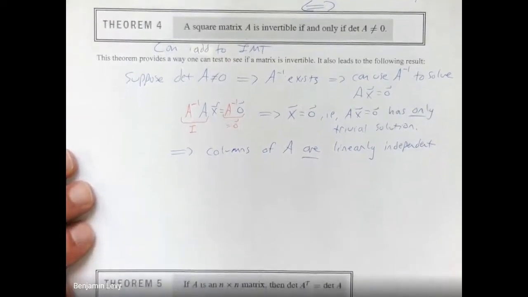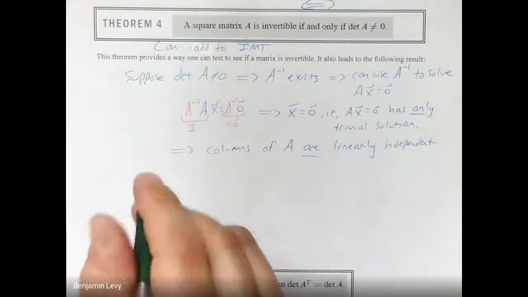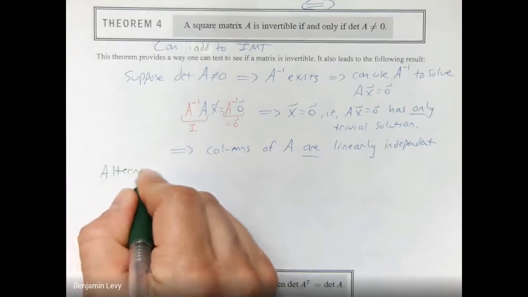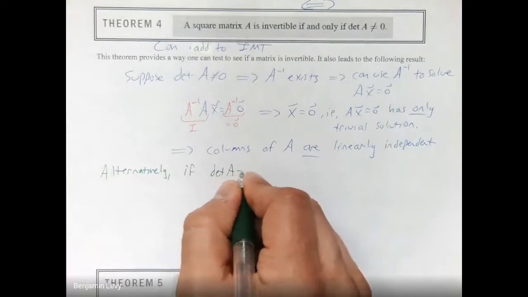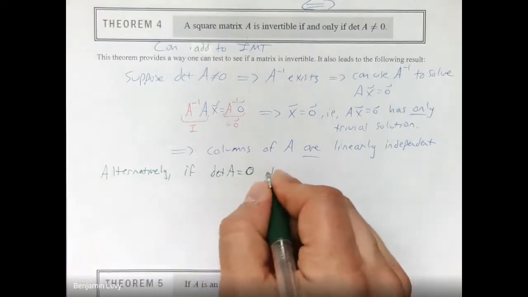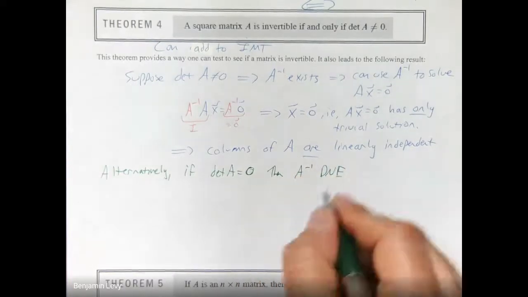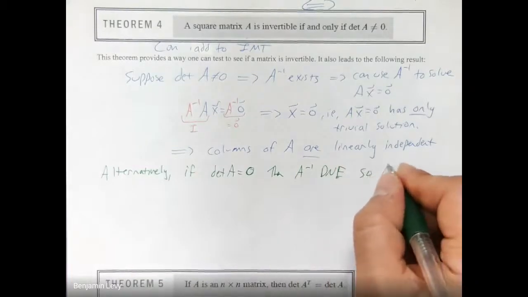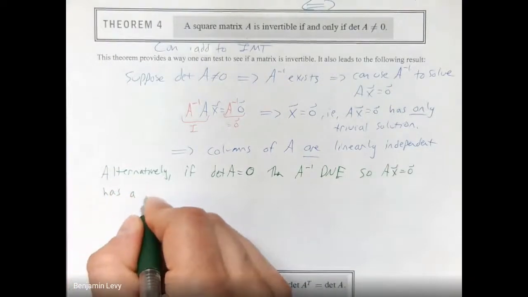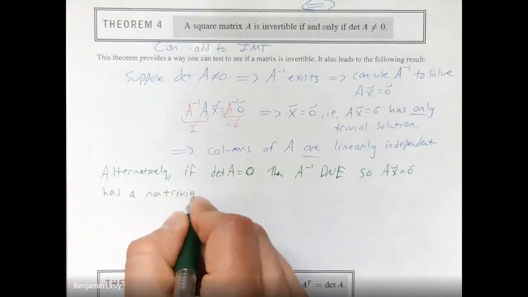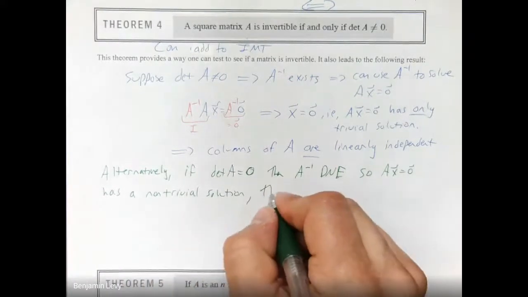And vice versa, the flip of that is, if the determinant is 0, we can also show that the columns are dependent. So for example, alternatively, if the determinant of a matrix is 0, then that means the inverse doesn't exist by this theorem. And if the inverse doesn't exist, then the homogeneous equation AX equals 0 has a non-trivial solution. And if we have a non-trivial solution, we have linear dependence.